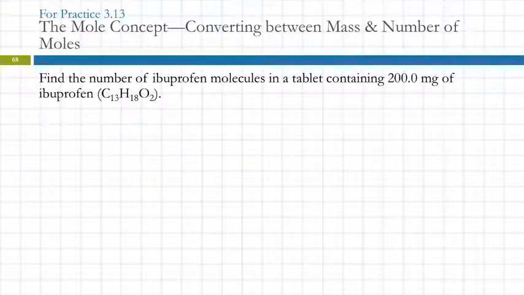So find the number of ibuprofen molecules in a tablet containing 200.0 milligrams of ibuprofen, and there the formula is given to you because there's no way I would expect you to know that.